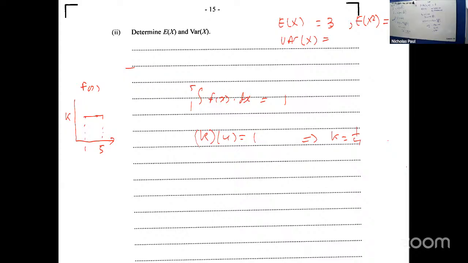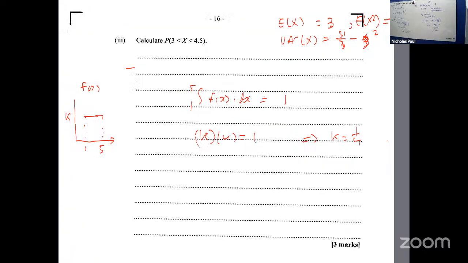Right, E of x squared, you got 31 over 3 or 3 and a 2? Okay. Right, and then you find variance of x, right? Alright, next one. Alright, next part.